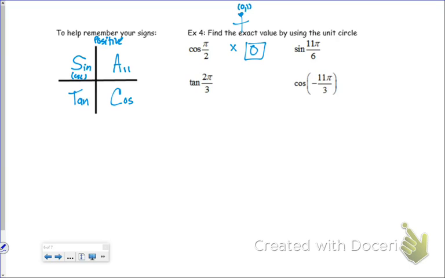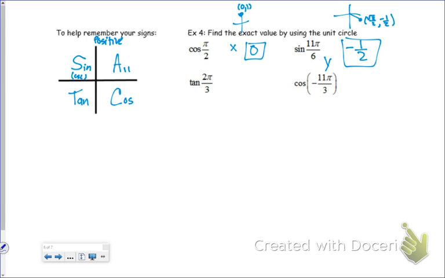The sine of 11 pi over 6. So 11 pi over 6, I look at my unit circle. On the unit circle there, the coordinates of that point were root 3 over 2, negative 1/2. Sine is the y-coordinate, so the y-coordinate of that point would be negative 1/2.